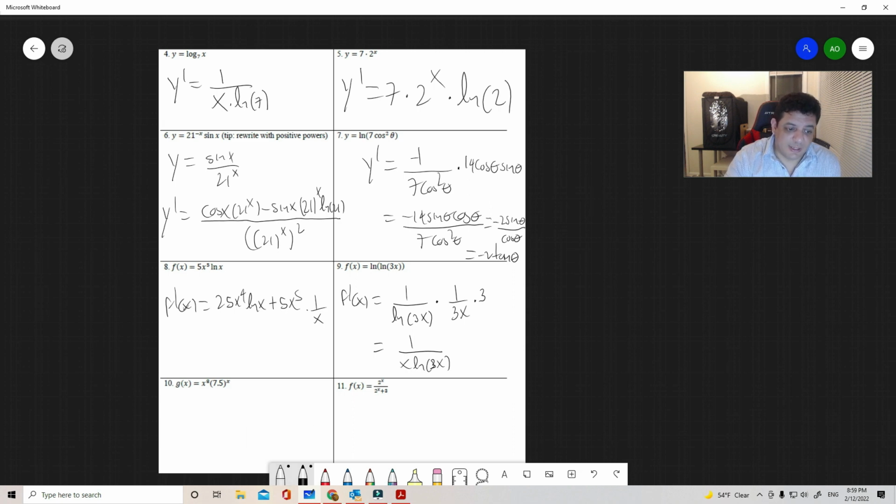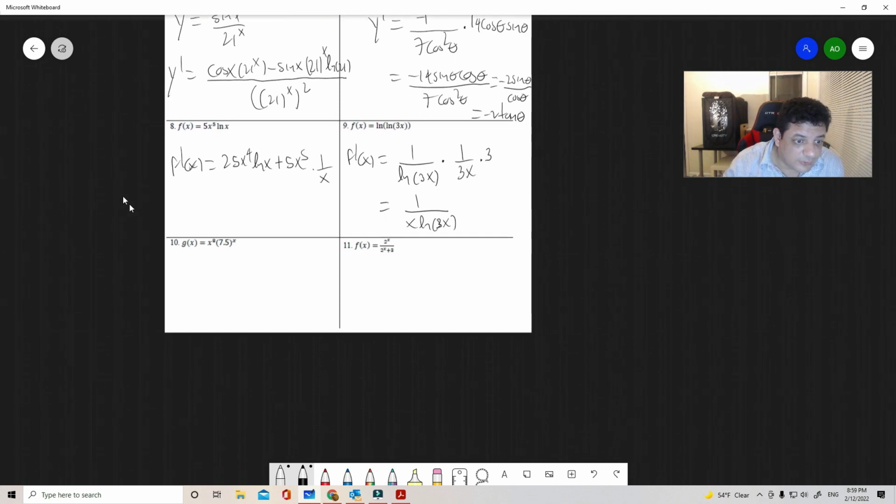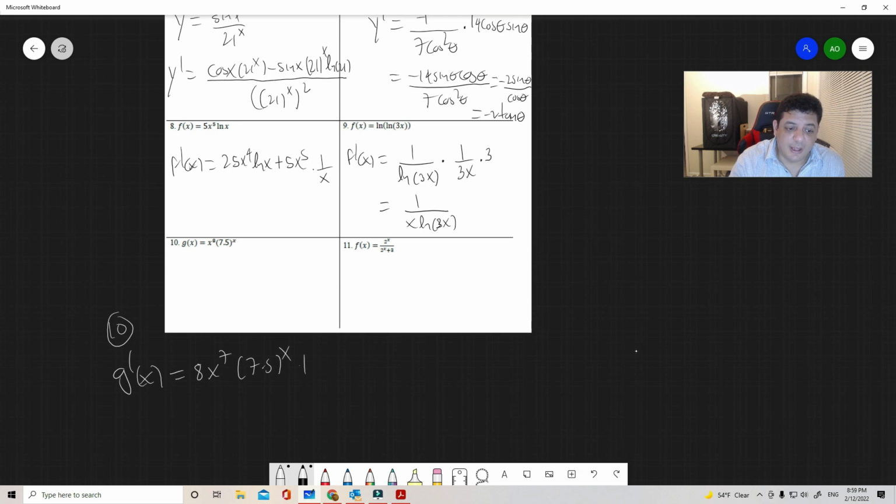Number 10 is a product rule, and we have x to the 8 times 7.5 to the x. Since this is a little bit larger, let's do it over here. g prime of x for 10 is going to be 8x to the 7 times 7.5 to the x plus x to the 8, and now the derivative of the exponential, which is itself, but because it has a base different from e, we need to multiply it by the natural log of 7.5.